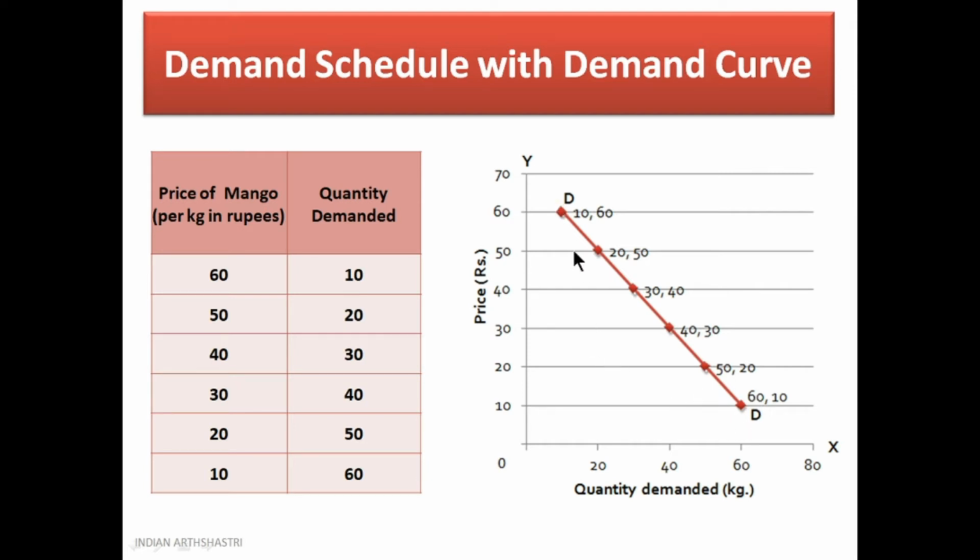Now guys, you can observe this demand curve DD is downward sloping from left to right. Means there exists an inverse relationship between price and quantity demanded as per law of demand. I hope guys this concept is clear to you all. Let's proceed.